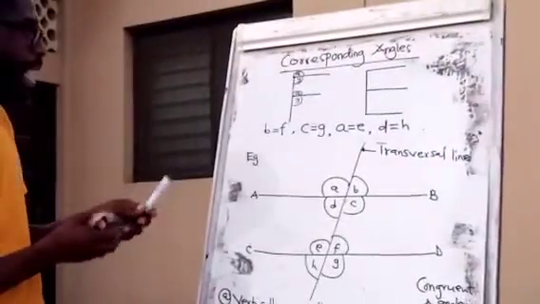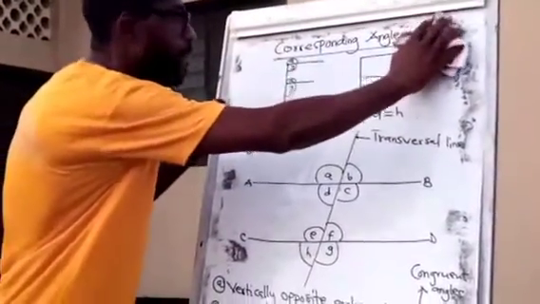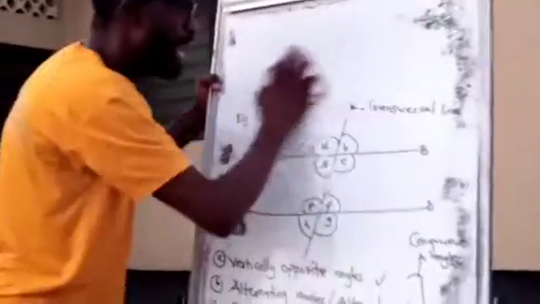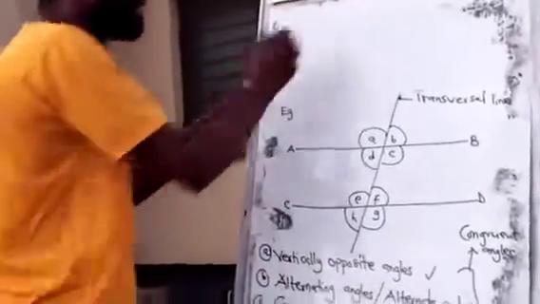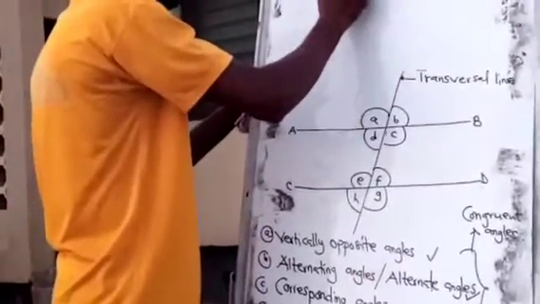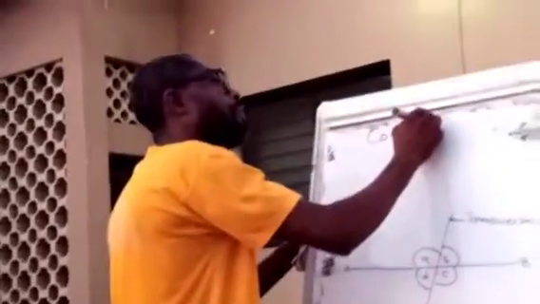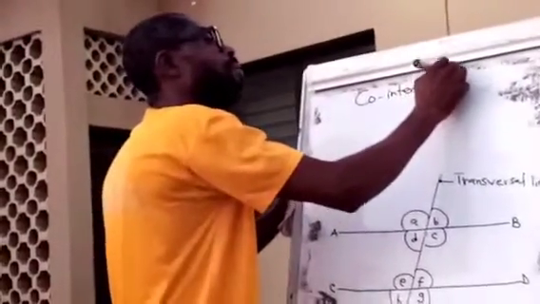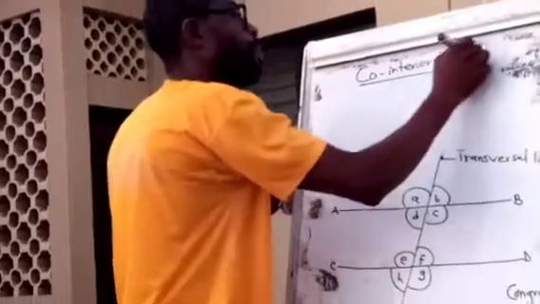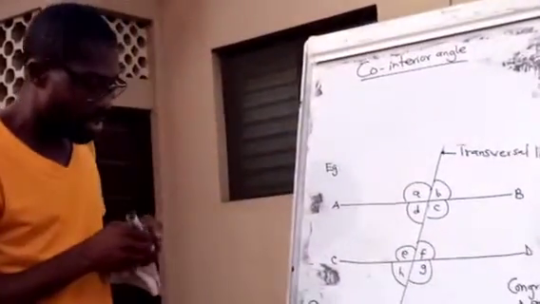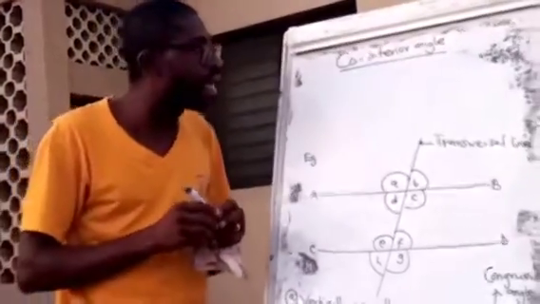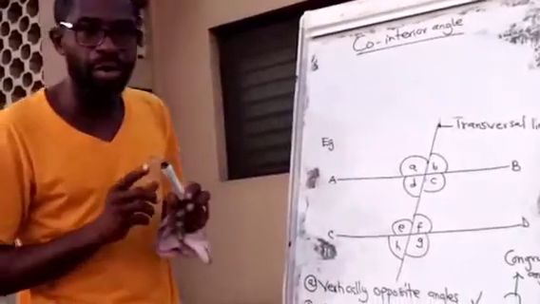Okay, now let's look at the last one, the last angle. The last angle is what is known as the co-interior angle. The co-interior angle. With co-interior angles, they are not congruent.